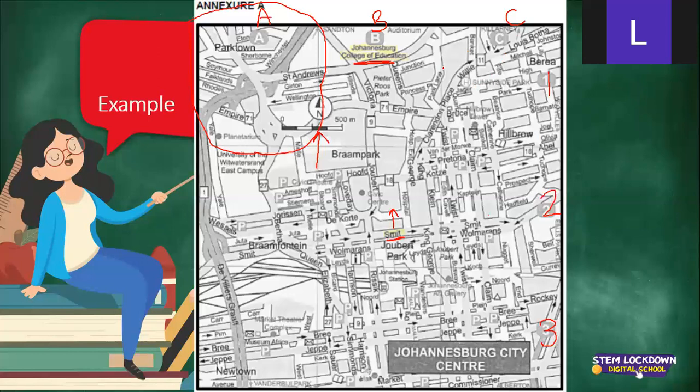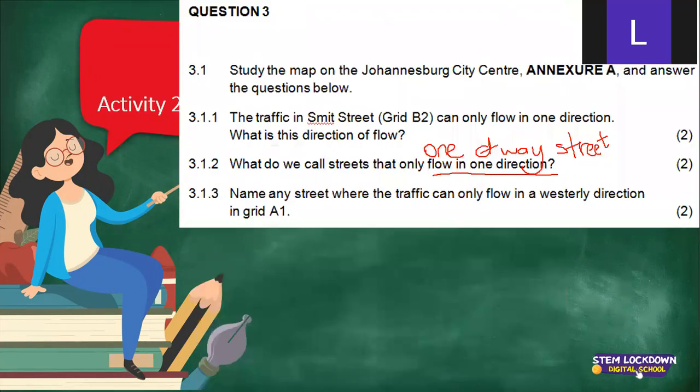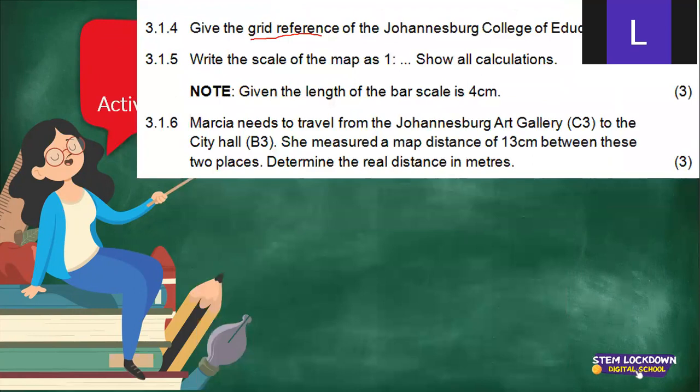Okay, wow, excellent answers, learners. So the correct answer is B1. There's B, there's 1. So it is B1, well done. Two marks, easy two marks.